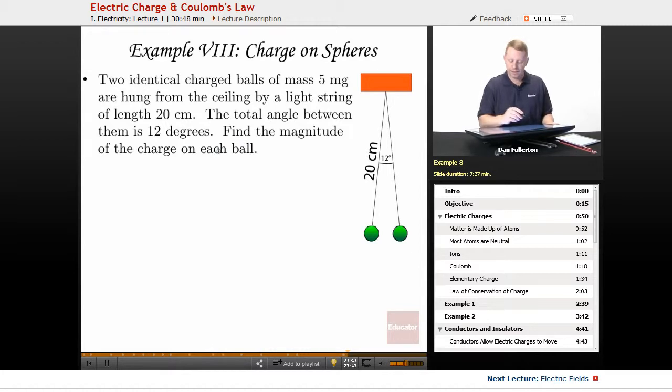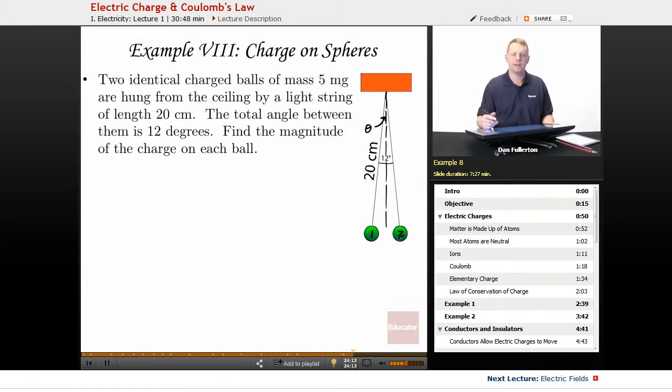All right, well, the first thing I'm going to do is draw in a little bit here. I'm going to draw a center line between these, just so that I can see what's going on. And I'm going to call the angle right there theta. And if the whole angle between them is 12 degrees, this theta is 6 degrees, and that theta must be 6 degrees. And let's call this ball 1 and that ball 2.